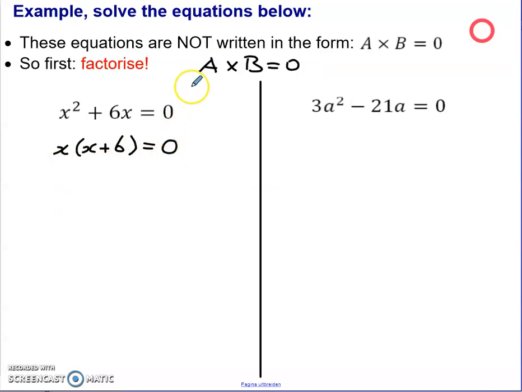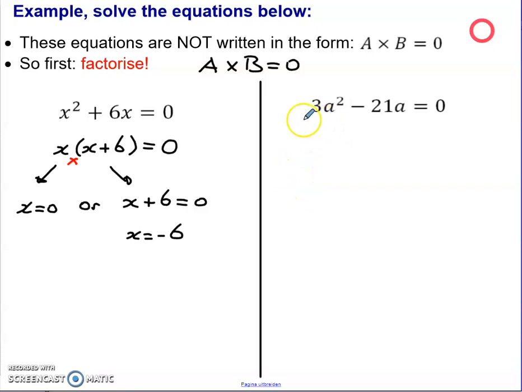And now this equation is in the form a times b is 0, because we multiply over here. So now I can write down, x should be 0, or x plus 6 needs to be 0. And this one's already done, it's already solved. So x can be 0. Now this one, I need to know what's the value of x. So the plus 6 has to go. So I will do minus 6 on both sides of the equal sign. And this is my second solution.